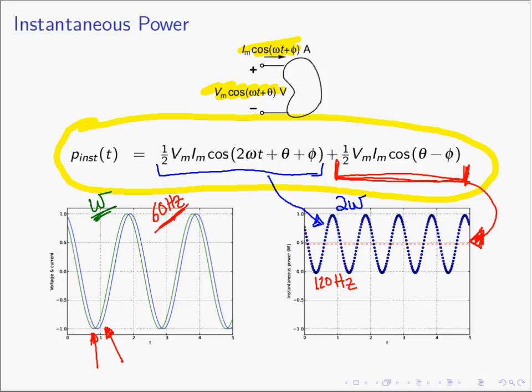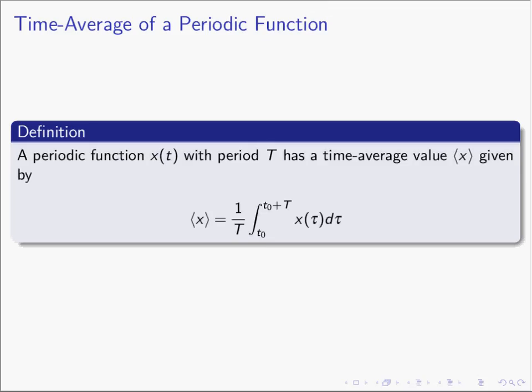Okay, so let's look at another view of the power, and that is the time average power. But before we do that, we need to define what time average is. The time average of a periodic function, so we're going to have a periodic function x(t), and if it's periodic it has to have a period, and the period is going to be T. The time average of this is going to be 1 over T, that's 1 over the period, times the integral over a period.